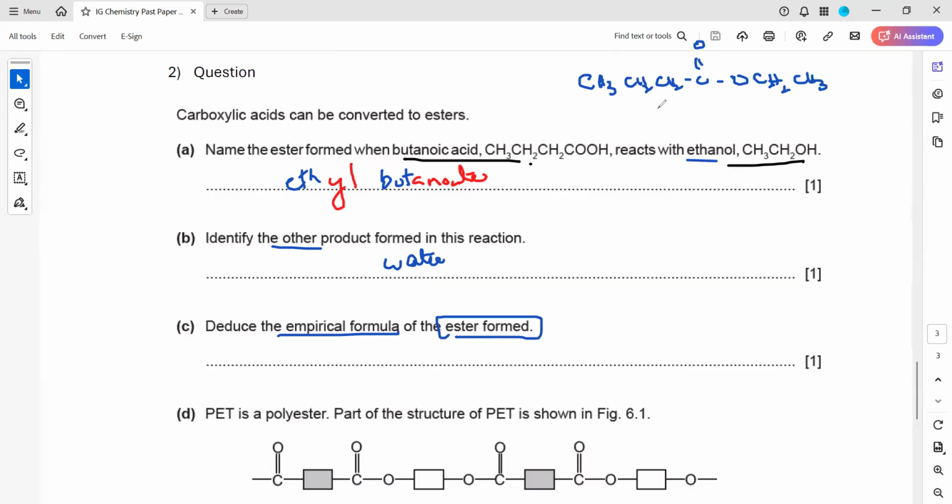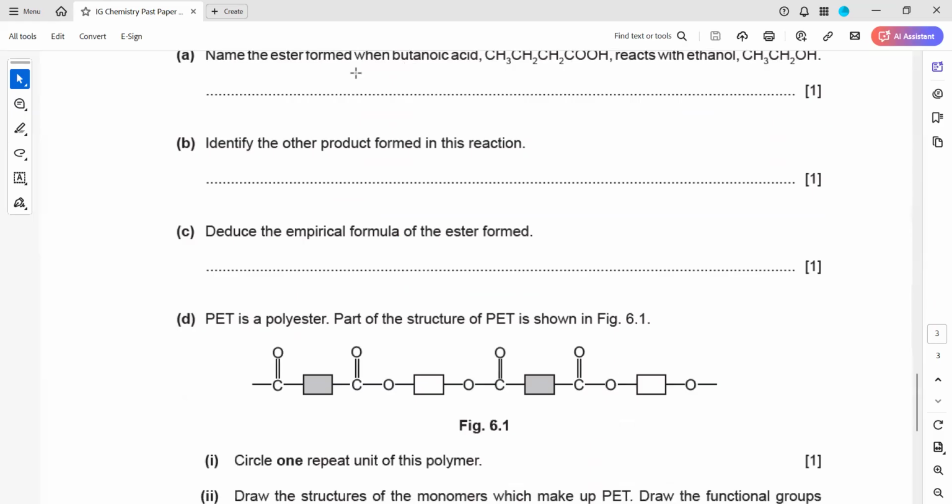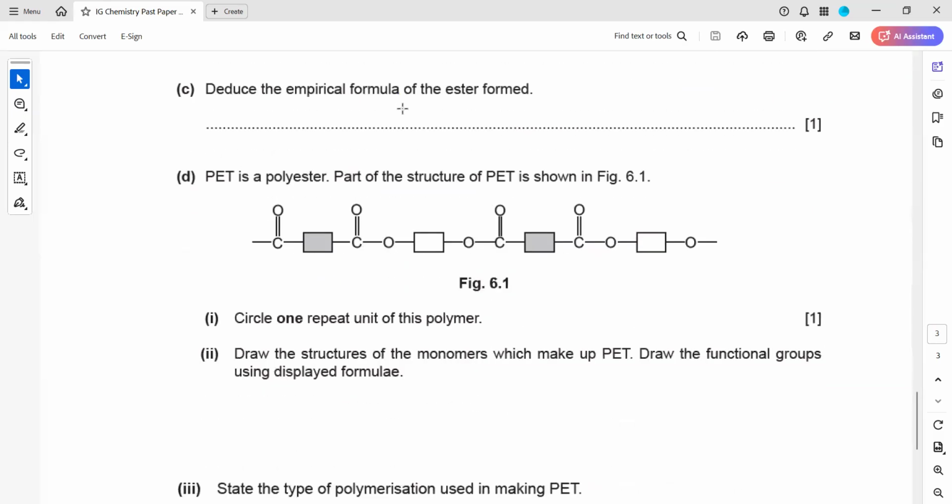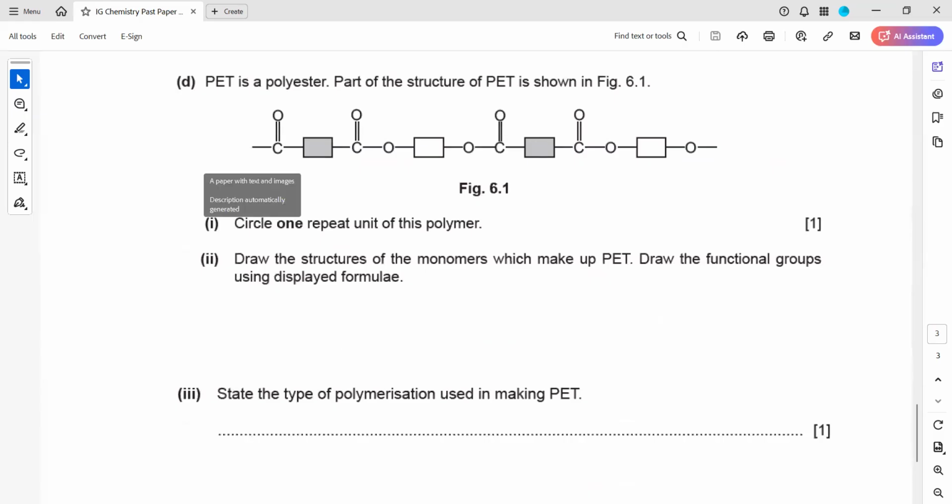How many carbon atoms do you see in this? 1, 2, 3, 4, 5, 6. Total 6. How many hydrogen? 3, 4, 5, 6, 7, 8, 9, 10, 11, 12. And how many oxygen are there? 2. What is the empirical formula? Empirical formula means simplest ratio. So 2 is common. I will divide by 2. So if I divide by 2, it will be C3H6O. So you write the molecular formula and then you can work out the empirical formula: C3H6O.